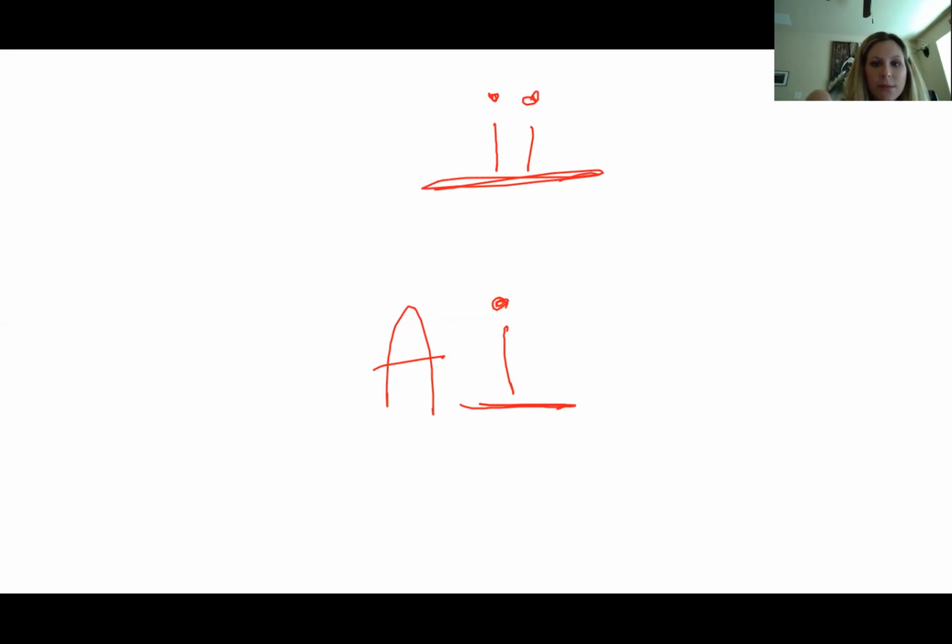Oops, I meant to hit my eraser. Okay, next one says type AB. Cool, that's AB. Next one says blood can be donated to anybody. Whose blood can be donated to anybody? O negative.